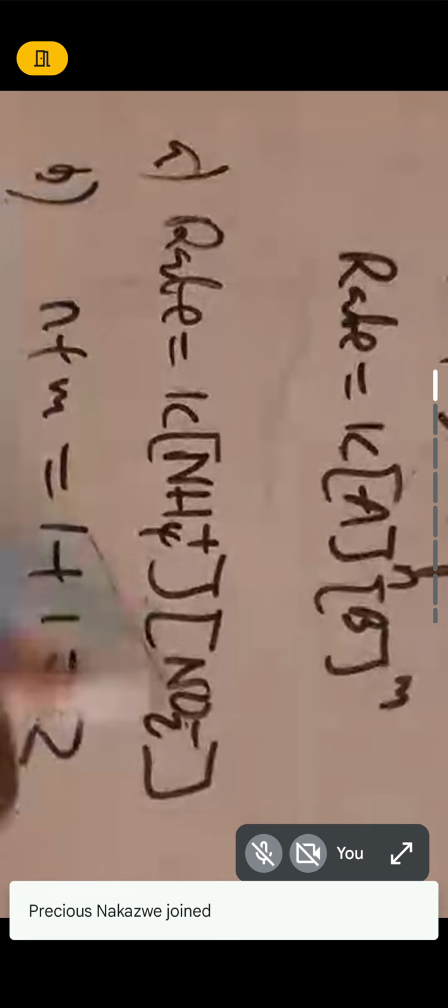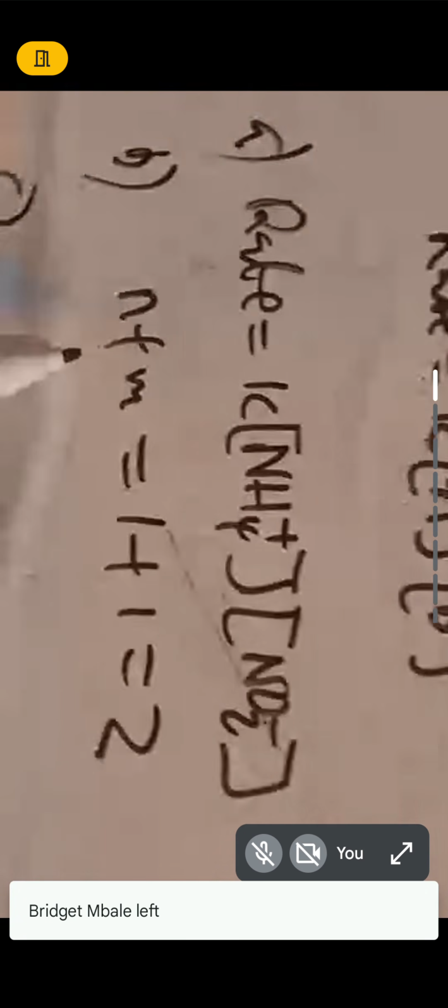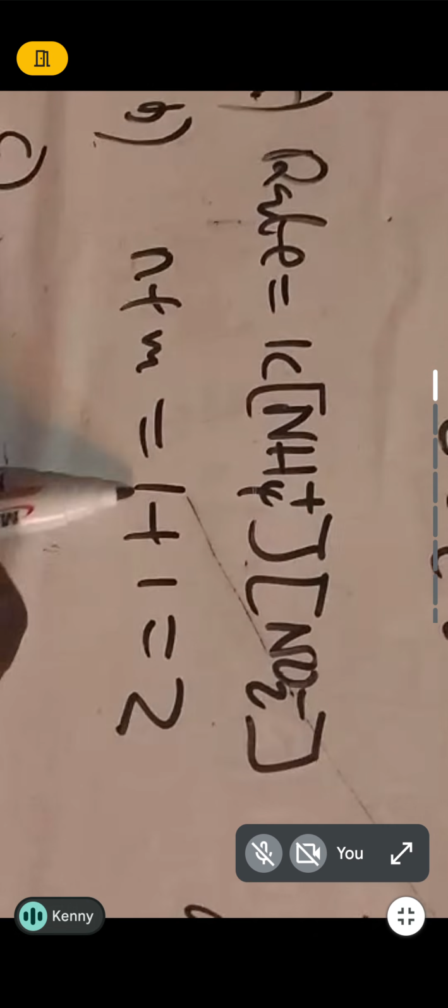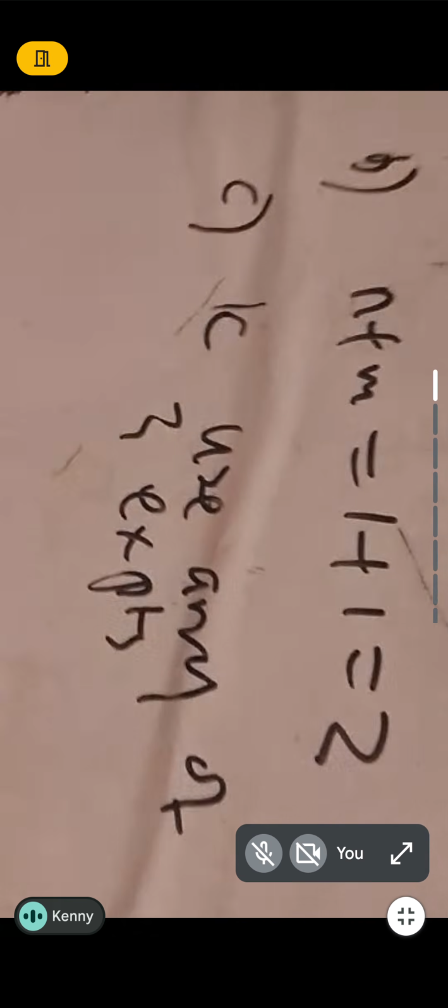Then the overall order is 1 plus 1, which is equal to 2. Then to calculate the K, I said use any of the 3 experiments. Use any of the 3 experiments. So you can use the values for experiment 1, 2, or 3.